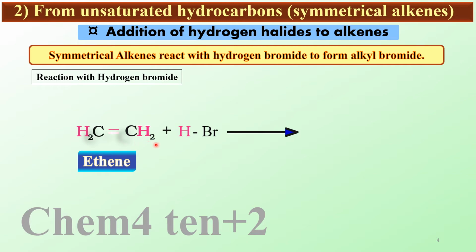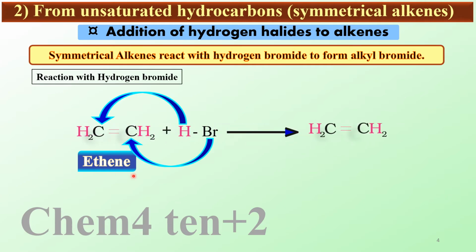CH2 double bond CH2 plus HBr. We see hydrogen atom of HBr goes to one carbon atom and Br of HBr goes to another carbon atom. Since the alkene is symmetrical, it doesn't matter whether hydrogen goes to the first carbon atom or the second carbon atom, or Br goes to the first carbon atom or the second carbon atom. So first we will see hydrogen going to the first carbon atom and Br going to the second carbon atom to form the product.